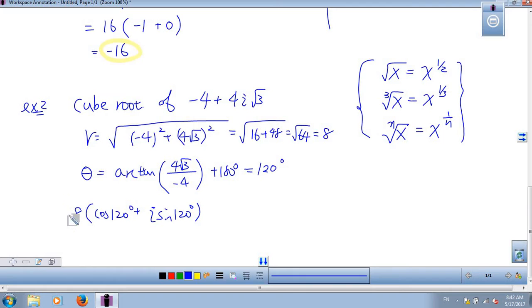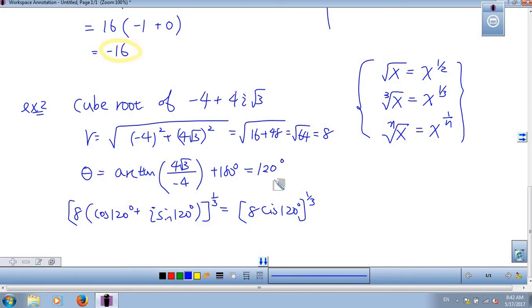Basically we're taking this complex number raised to the 1/3 power. So another way to write this is 8 cis 120, all to the 1/3 power. When we raise to the 1/3 power, this is basically finding the cube root.